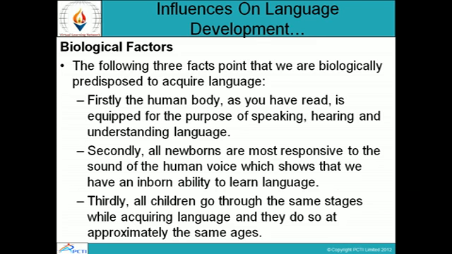Secondly, all newborns are most responsive to the sound of the human voice, which shows that we have an inborn ability to learn a language. When a newborn is responsive to different human voices, that really shows that a person from birth has an inborn ability to learn and acquire a language. Thirdly, all children go through the same stages while acquiring language, and they do so at approximately the same ages. So this concept is universal.